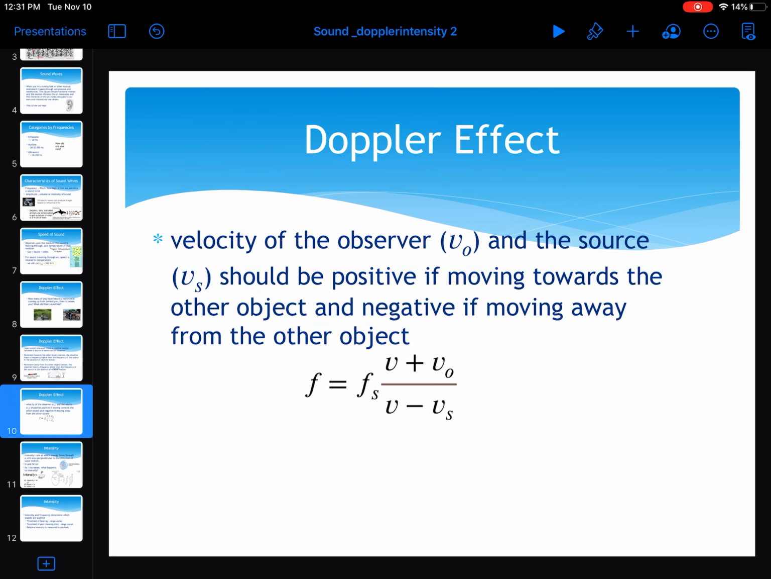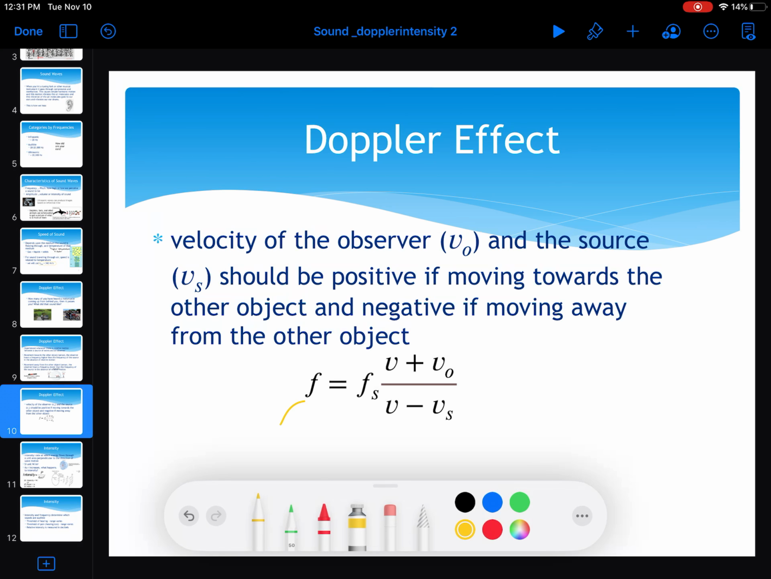Okay, so if I am asking you to calculate the perceived frequency of the sound, this is the formula that we would use. So our formula says that F for frequency, so this right here is going to be the perceived frequency. So this is what the observer hears, okay? This Fs is going to represent the actual frequency, so the true frequency of the sound wave.